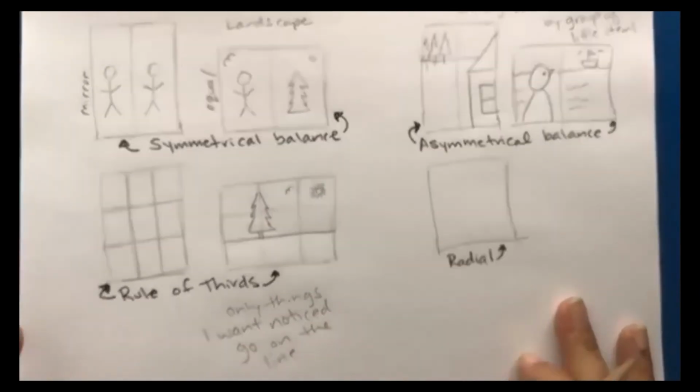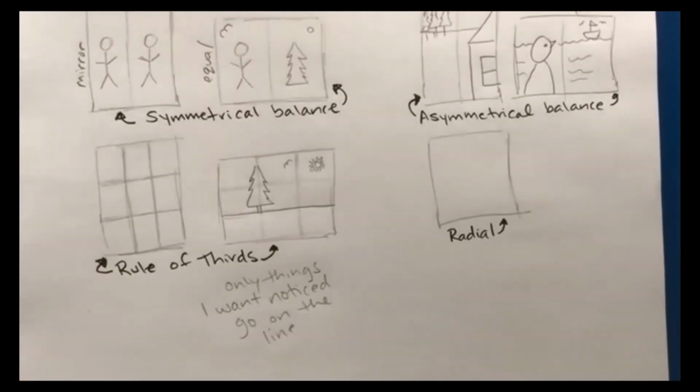Does that make sense? Only things I want noticed go on the line. So you don't want everything. You just want like 1 or 2 things at most. I'll give you a chance to copy that.